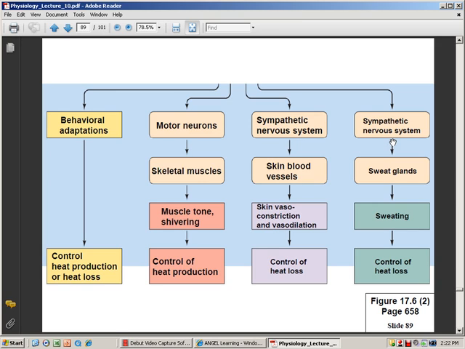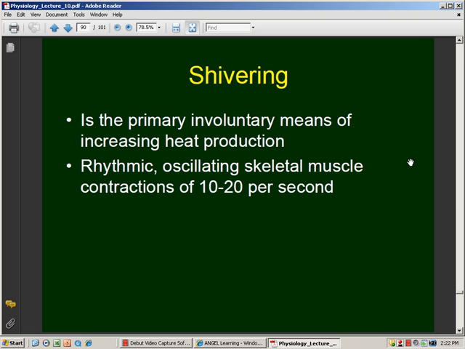And the sympathetic nervous system, if you're too cold, what's it going to do to your sweat glands? Shut them off, right? So when is the sympathetic nervous system going to turn on sweat glands? Only when you're too hot. Yep. So here's what shivering is. It's oscillating activity of skeletal muscle. It's about 10 to 20 times per second. And what's it doing for you? Helping you cool off or heat up?